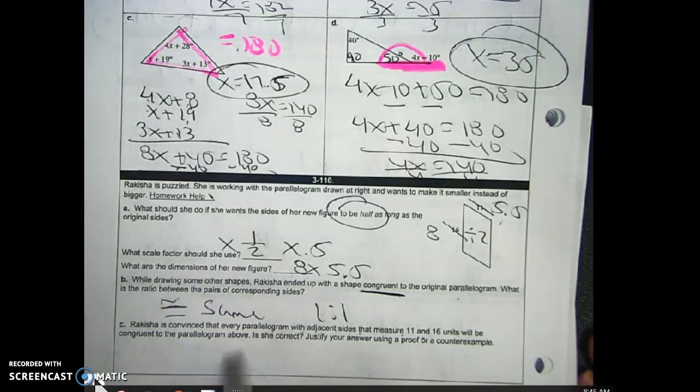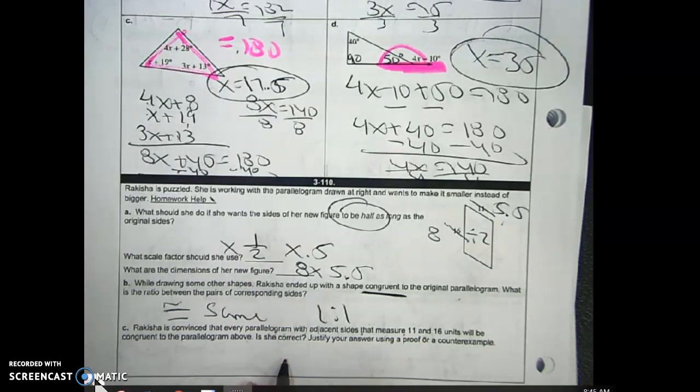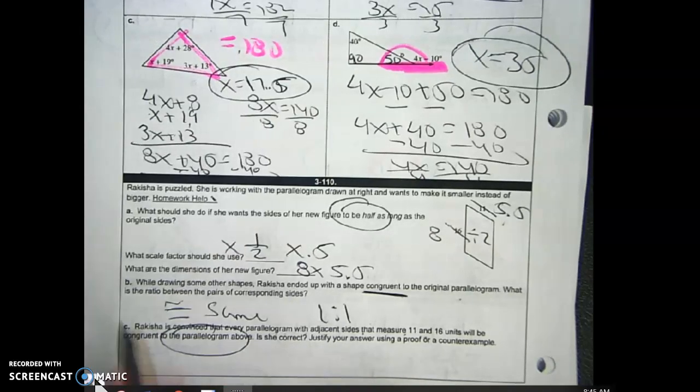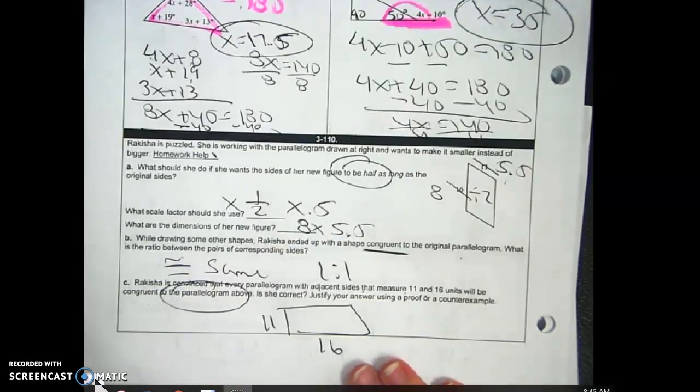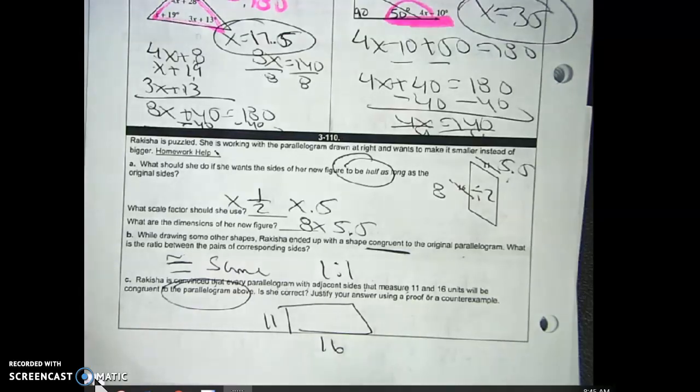So let's see. No, because it could be a rectangle, and a rectangle could be 11 and 16, and that's not a parallelogram. That's your homework.